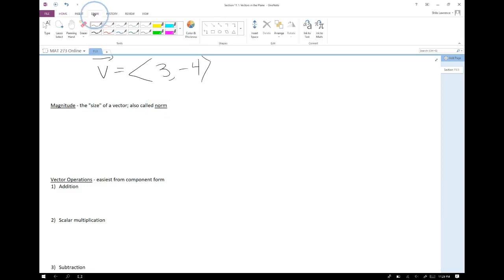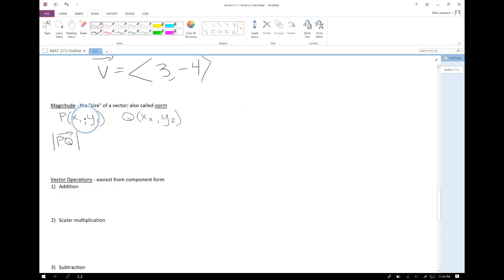So we're going to do this two ways. If we've got a vector, or excuse me, a point P at x1, y1, and a point Q at x2, y2, the way that we write magnitude is with absolute value bars. So anytime you see absolute value bars around a vector, they're asking for just the magnitude of the vector.